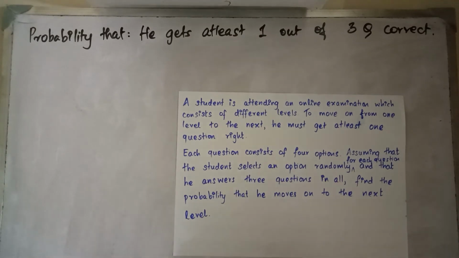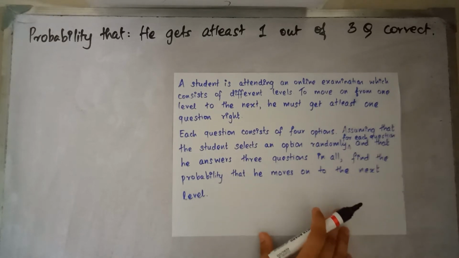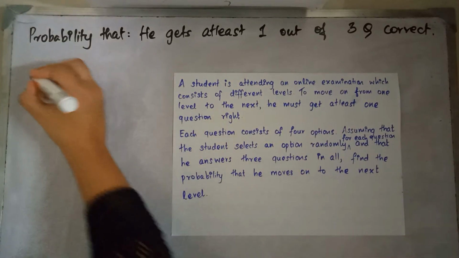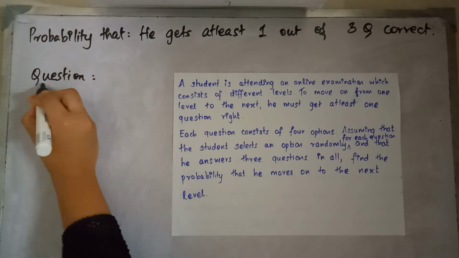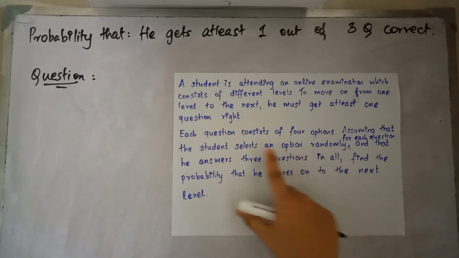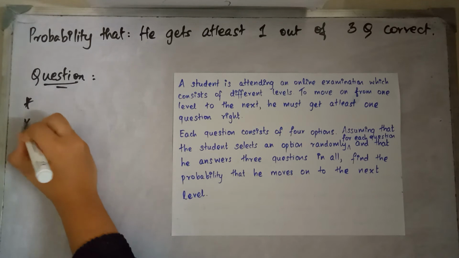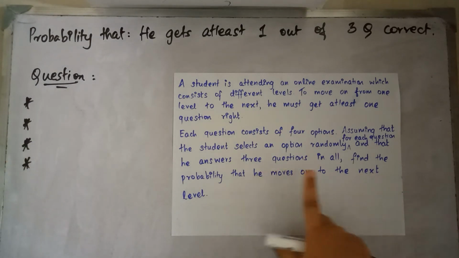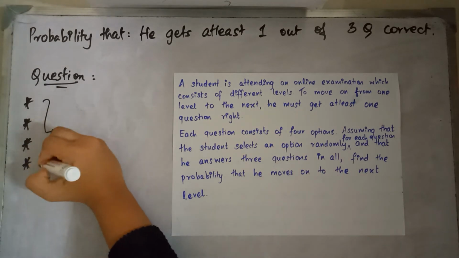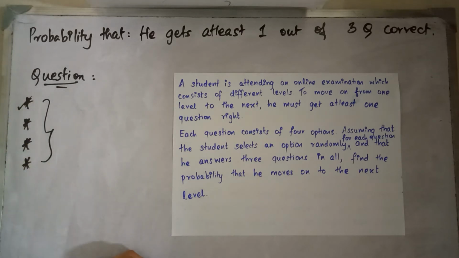Okay, so first for this, we'll have to find out the probability of getting a question correct, because that is not given in the problem. So the probability of getting a question correct is what we'll have to find out first. The question states that each question consists of 4 different options. So this is just like a normal MCQ question. It has 4 options and the student selects an option randomly for each question.